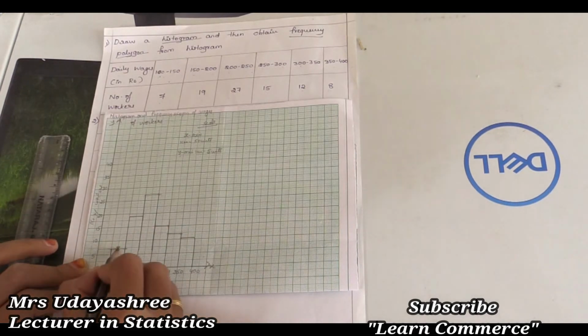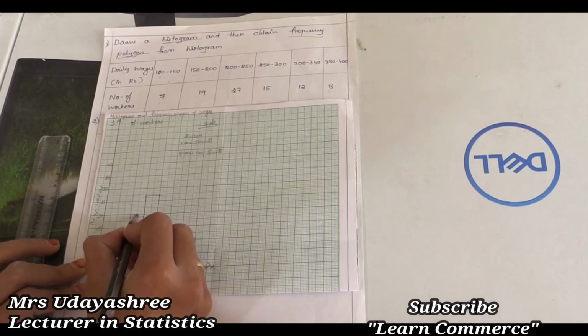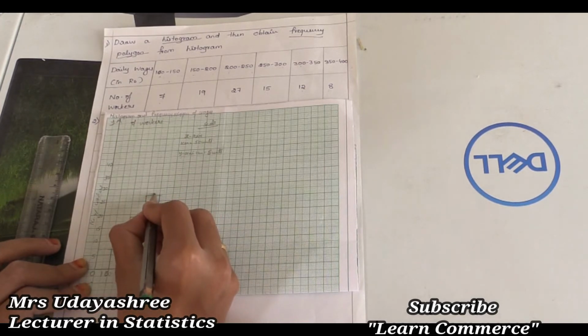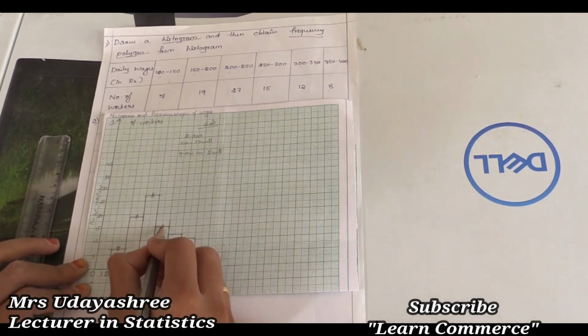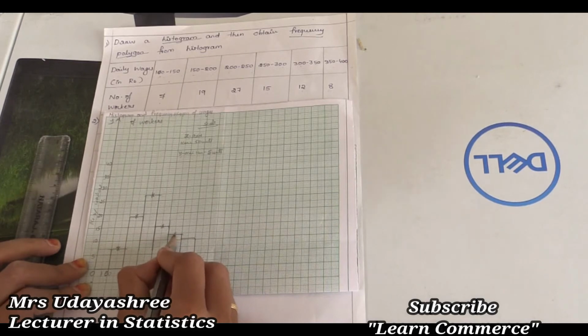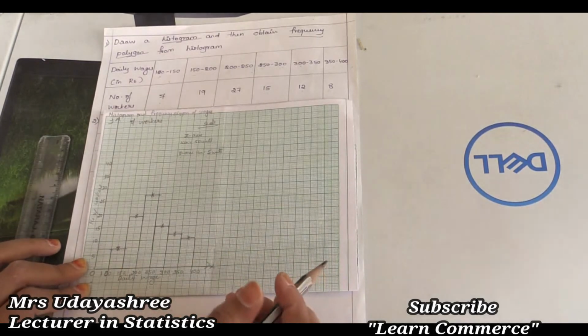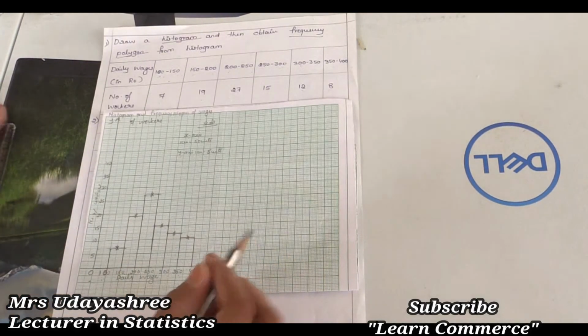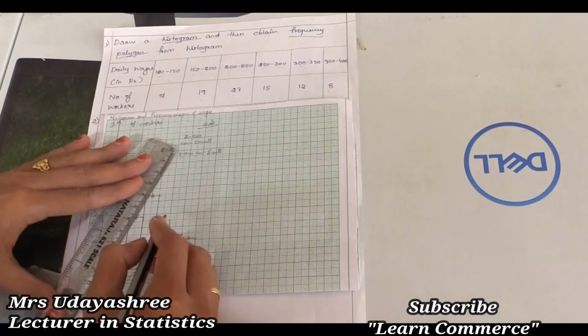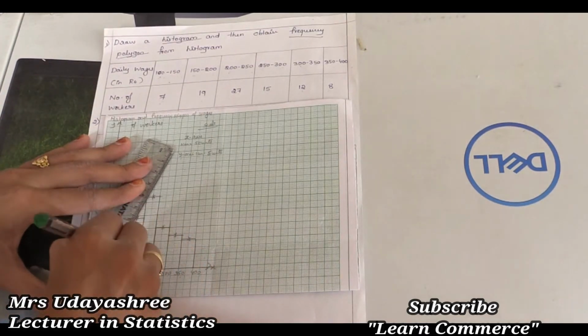See, this is midpoint. So here it is, this is midpoint, this is midpoint, this is midpoint and this is midpoint. Okay, next after that we need to join these midpoints by straight line like this.